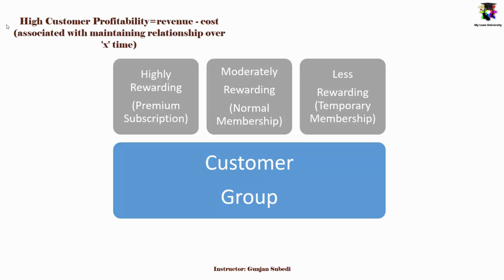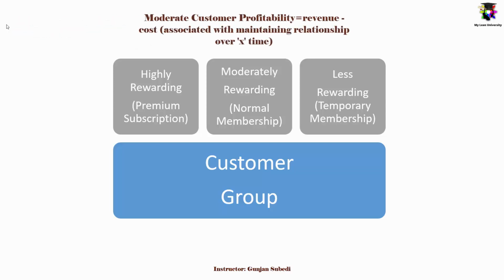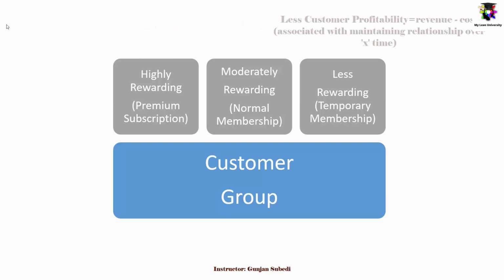Highly rewarding are those customers who have a premium subscription. They also buy products from you often. Moderately rewarding are those customers who have a normal membership. Suppose that's for 1 year, and occasionally they can buy some products or services from you also. Less rewarding customers are those who have a short or temporary 1 or 2 months membership, and they have basically joined the gym for free spa, swimming and bathing, etc.